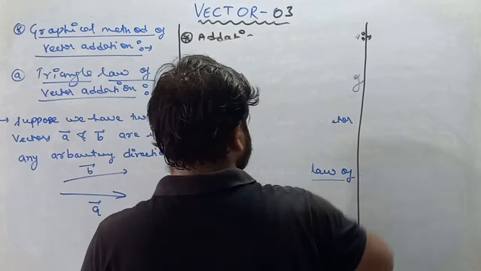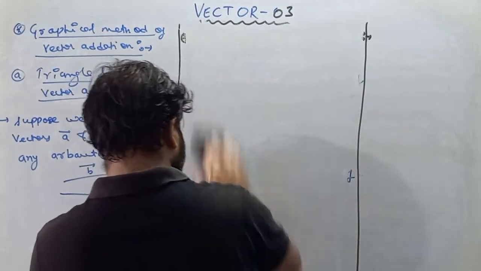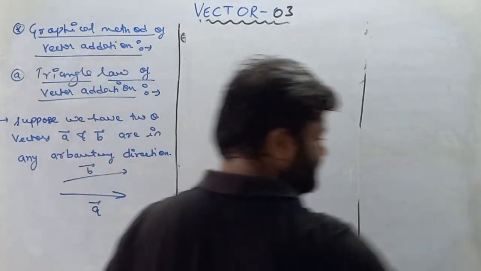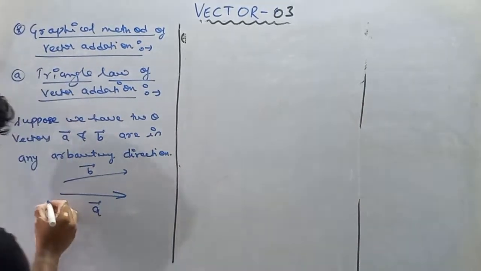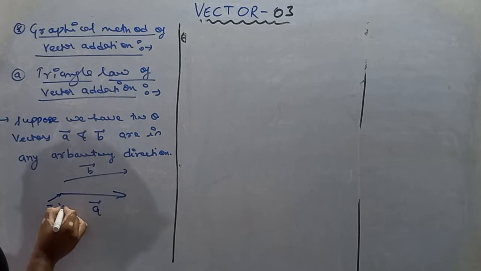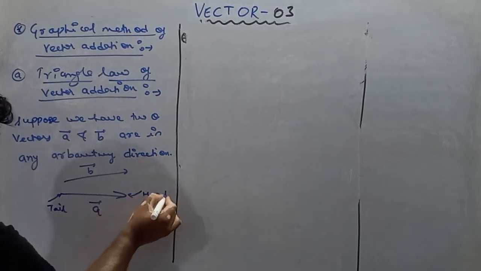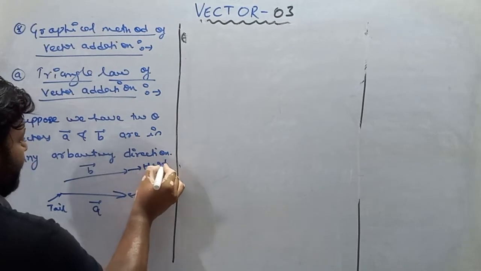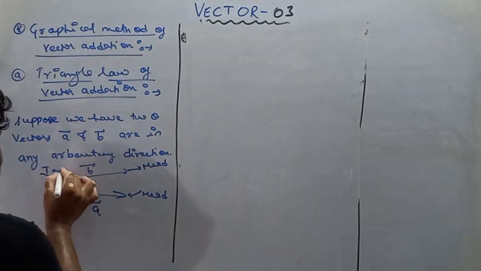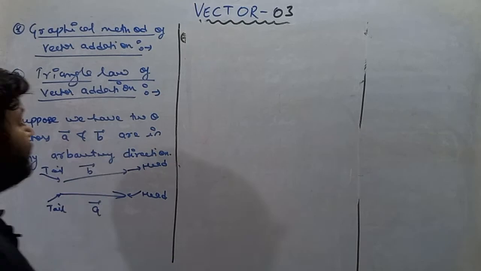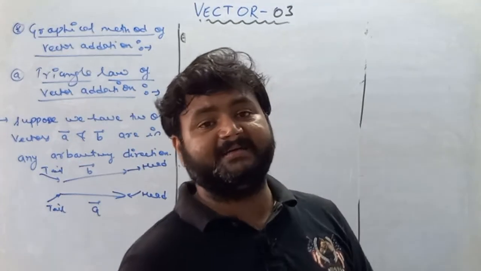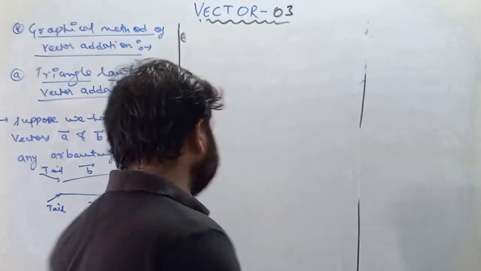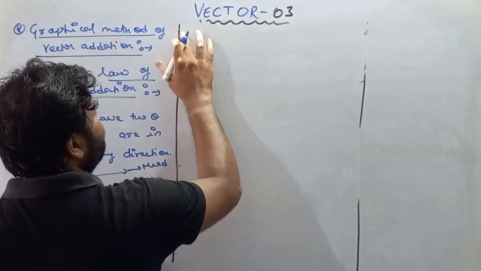So what we have to do? We have to proceed as we perform the triangle law of vector addition. See dear student, this is the tail of the first vector and this is the head of the first vector. Similarly, this is the head of the second vector and this is the tail of the second vector. So how to add two vectors by the triangle law of vector addition? My dear student, you have to take three different steps.